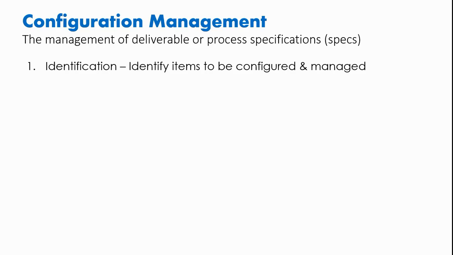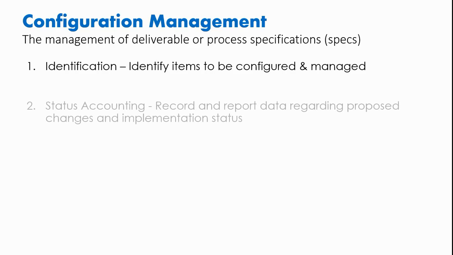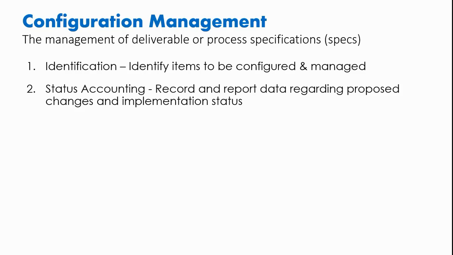So after you identify what exactly you are trying to configure and manage, you go to the next step, configuration status accounting. And this is where you record the particular aspects or items that need to be configured, that need to be tracked, these specifications. And this is where you also report data regarding proposed changes to certain specs and the implementation status of those changes. So this is not involved with the management of change.